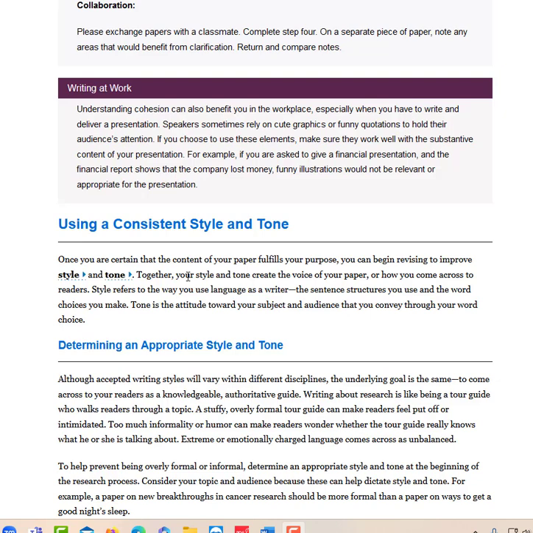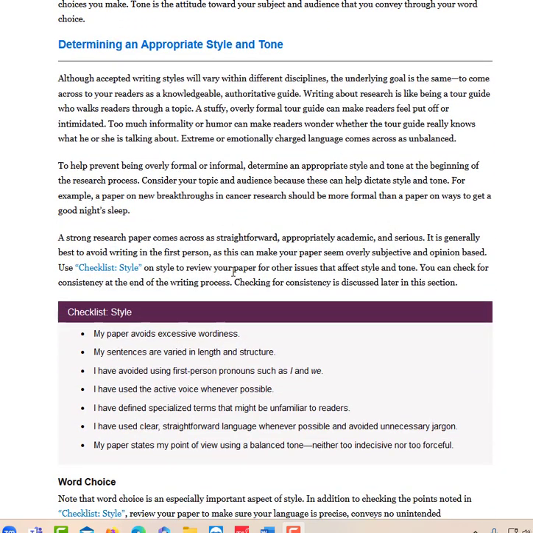Consider your topic and audience, because these can help dictate style and tone. For example, a paper on new breakthroughs in cancer research should be more formal than a paper on ways to get a good night's sleep. A strong research paper comes across as straightforward, academic, and serious. It is generally best to avoid the first-person case, as this can make your paper seem overly subjective and opinionated.